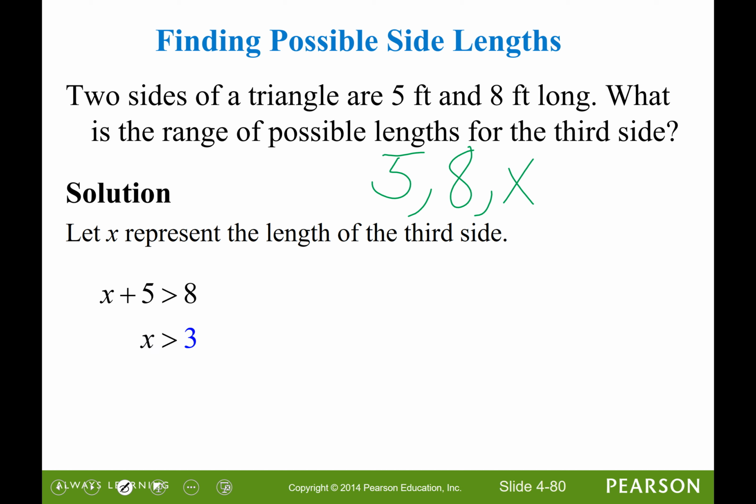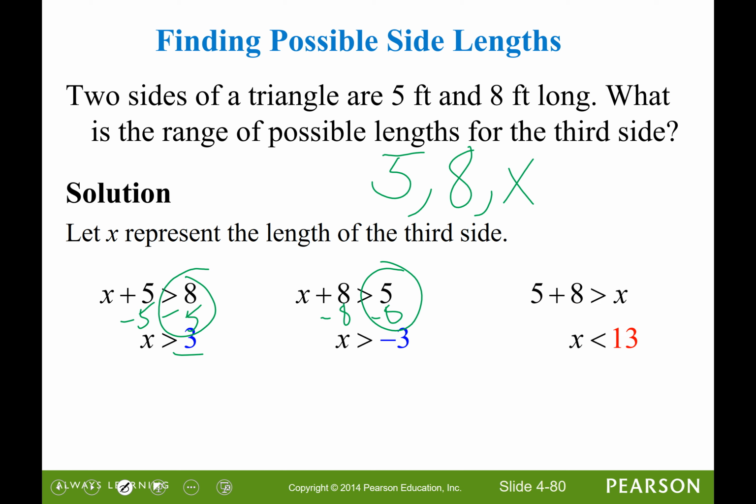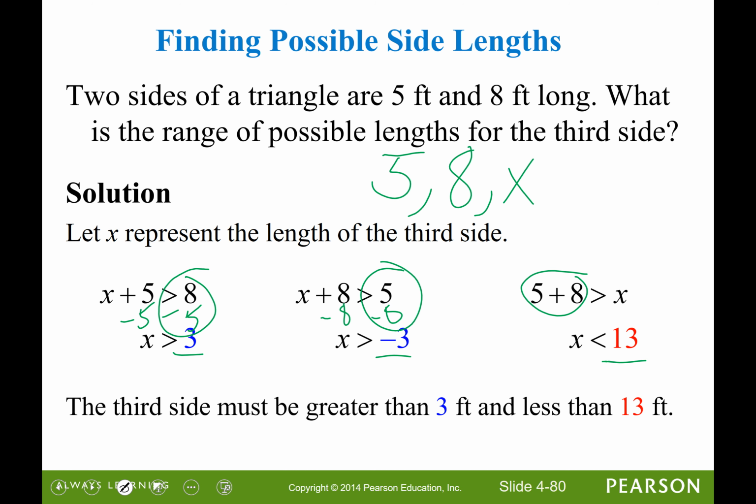You just do the difference of the two, so minus 5, minus 5. The difference of the two sides is 3. And then you do minus 8, minus 8, and this right here is negative 3. And then you do their sum. 5 plus 8 is the sum. So we have 3, negative 3, and 13. Well, X, the third side, must be greater than 3 feet and less than 13 feet.